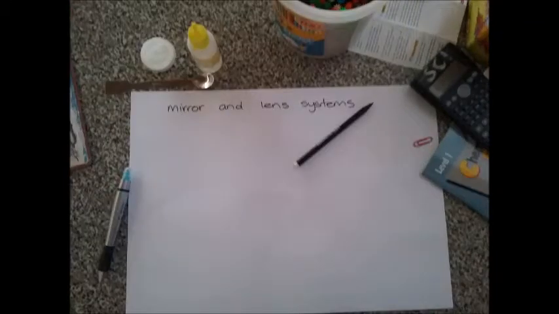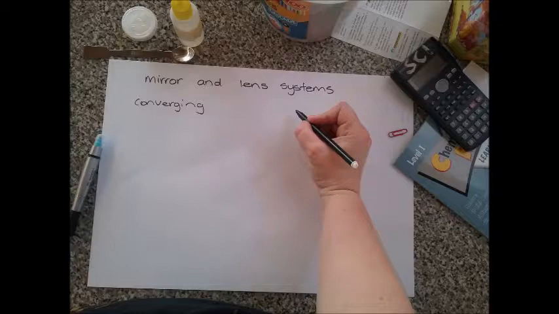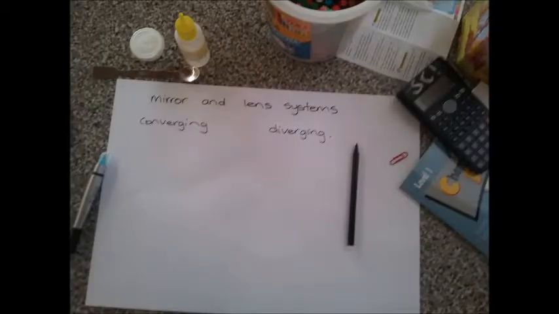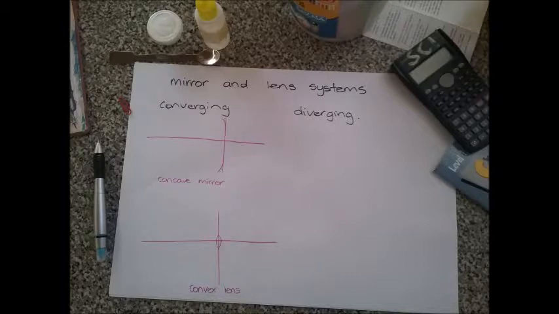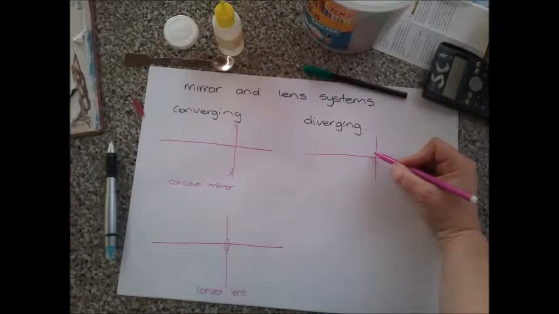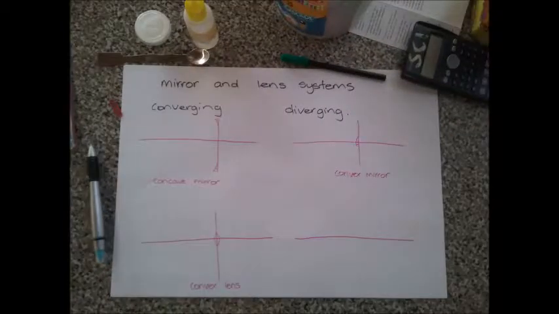Welcome to this presentation about mirror and lens systems. We're going to look at two types, converging and diverging. So in our converging systems, we have concave mirrors and convex lenses, and in our diverging systems, convex mirrors and concave lenses.